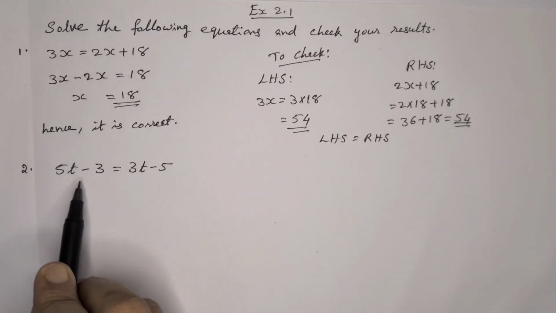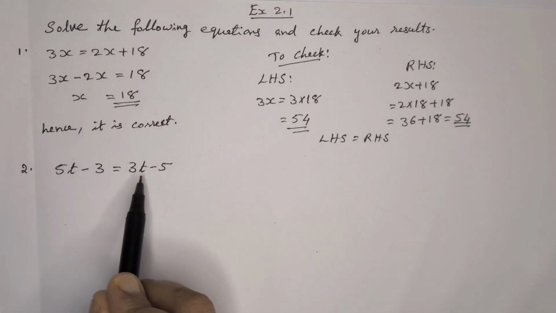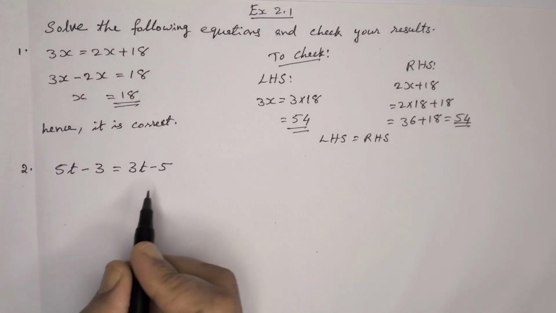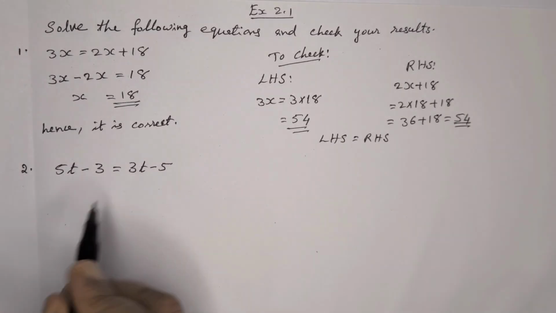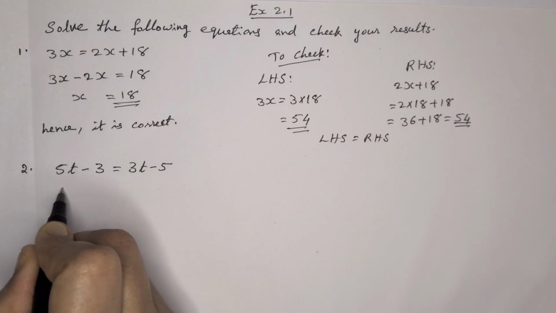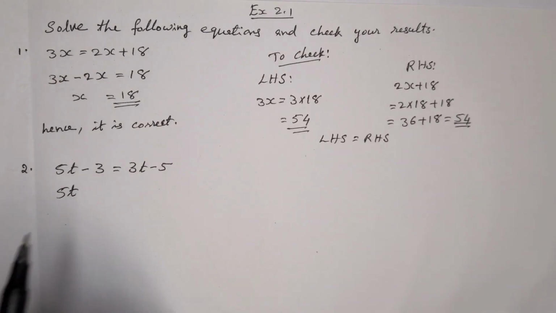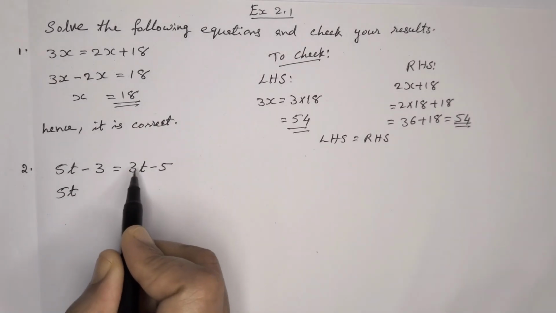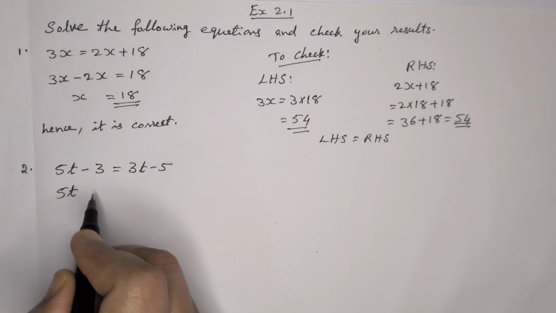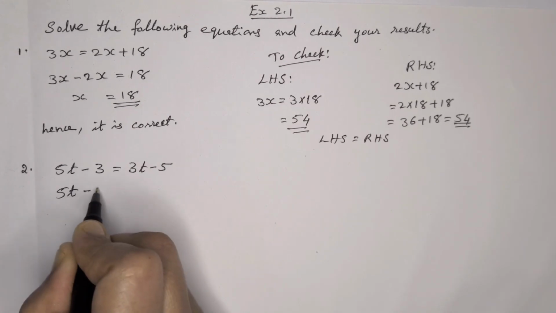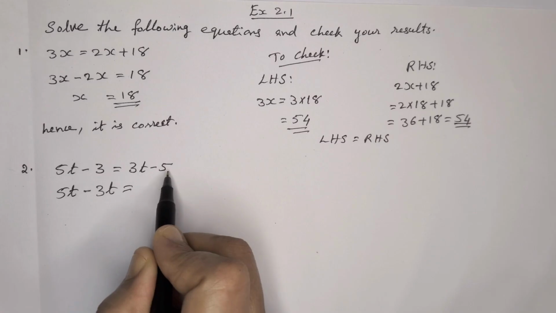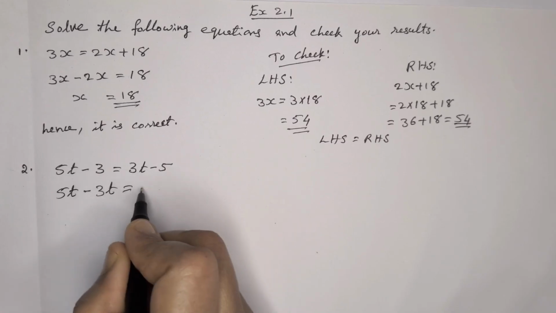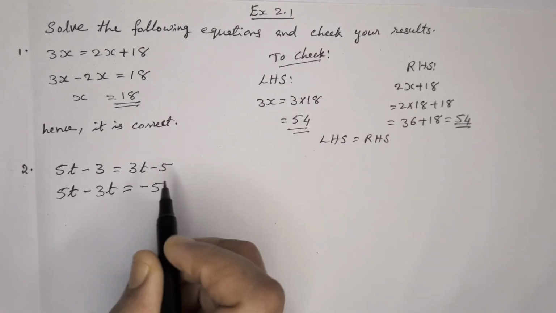Second one, 5t minus 3 is equal to 3t minus 5. We can keep all the variable terms, t terms, on the left side of the equal to sign. So 5t is already on the left side. When we are moving 3t from the other side to the left, it will become minus 3t is equal to minus 5, already there on the right side of the equal to sign. So keep that the same way.